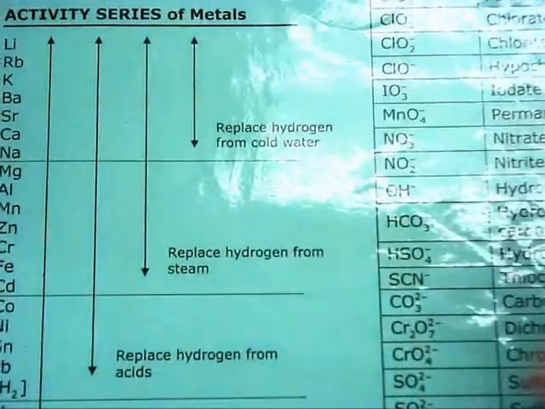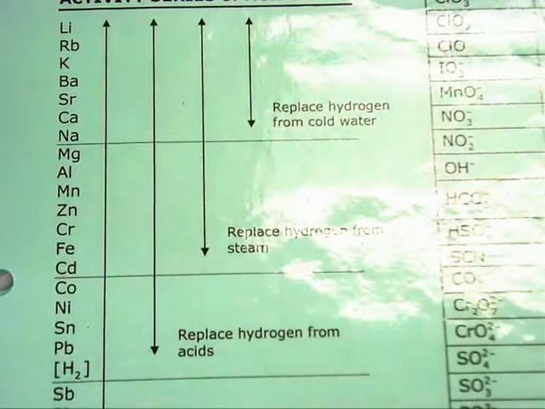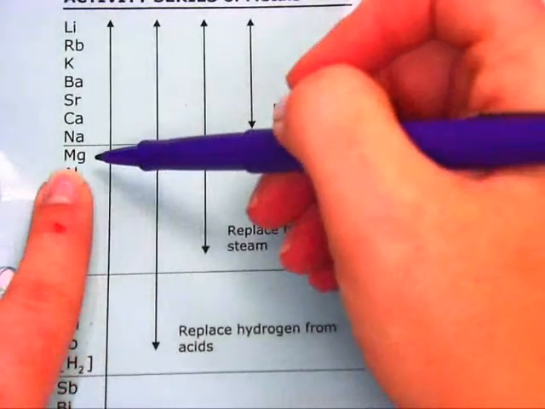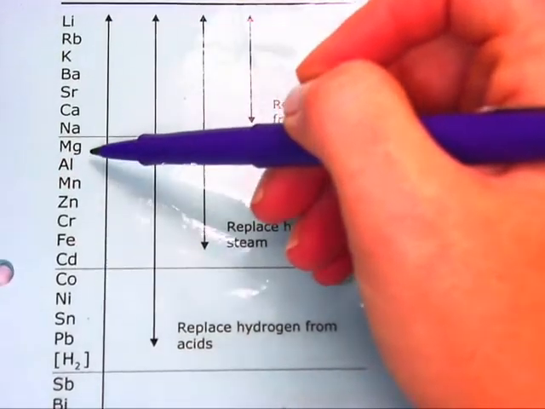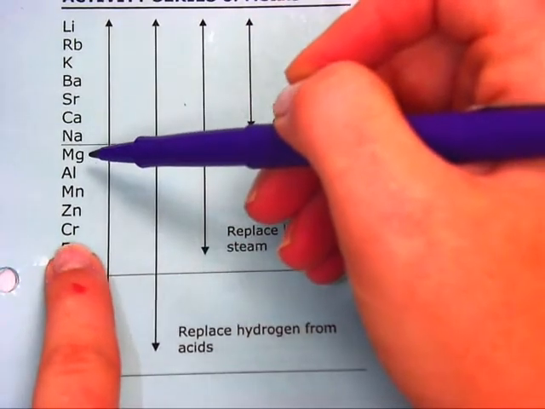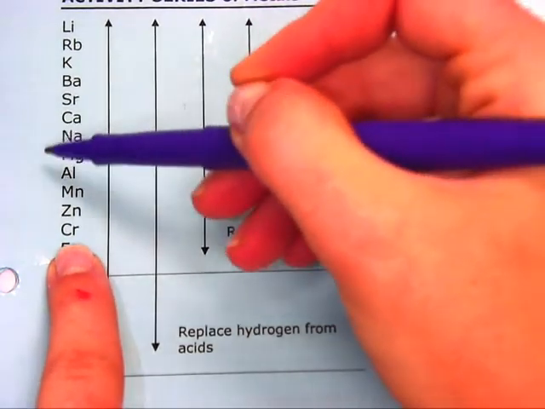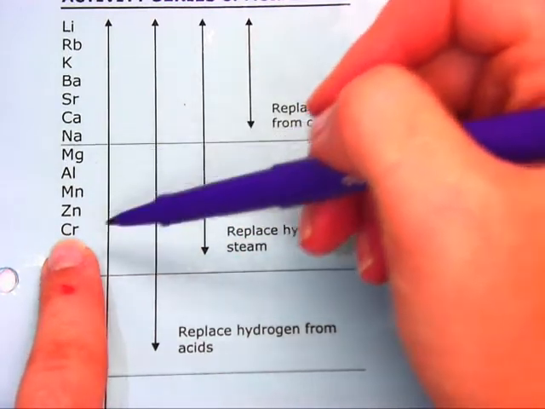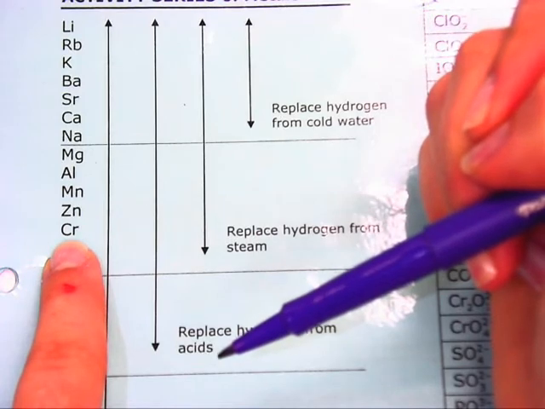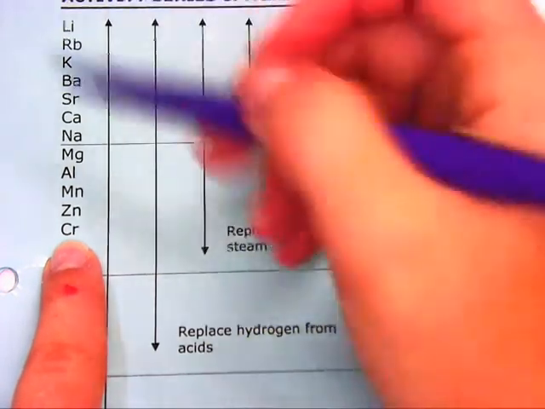So this is the activity series. It's on page 7 of your reference tables. Magnesium is right here, and chrome is right here. The element by itself, which was magnesium, has to be higher than the element that was already bonded in order for the replacement to happen. So this one would happen. Magnesium would go in and replace chrome.